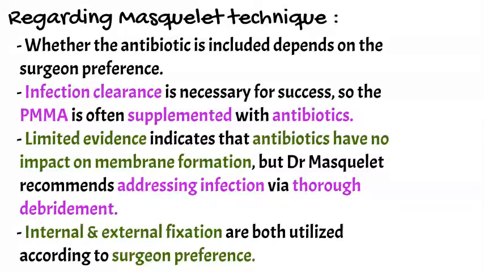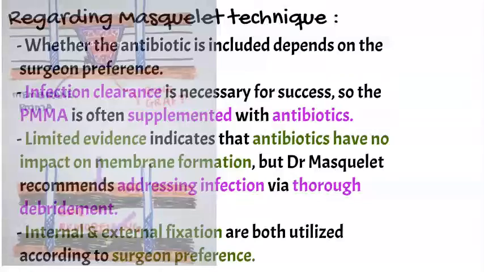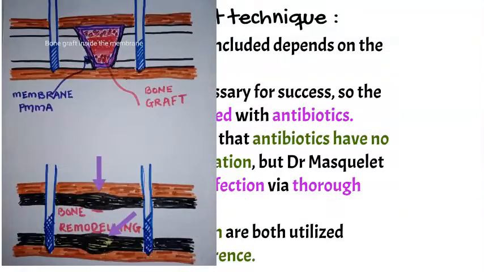Internal and external fixation are both utilized according to the surgeon's preference. This picture depicts the membrane, PMMA, with bone graft in situ, and later the bone remodeling occurs. You can go and see my previous video regarding the Masquelet technique.